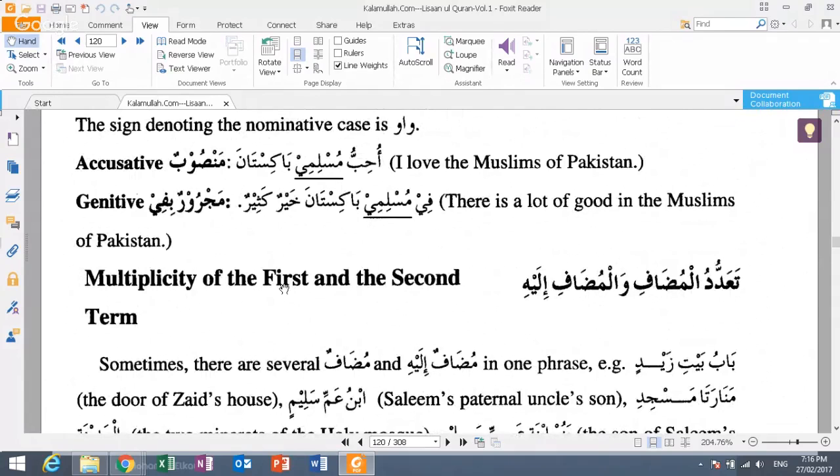Multiplicity of first and second term. Sometimes there are several mudaf and mudaf ilayh in one phrase. Okay, now before we go into this, I'm going to explain it to you, then inshallah ta'ala we read so you understand.